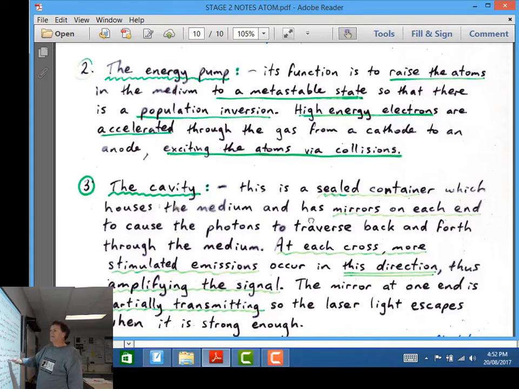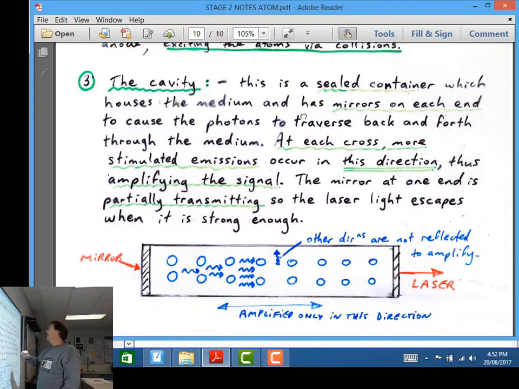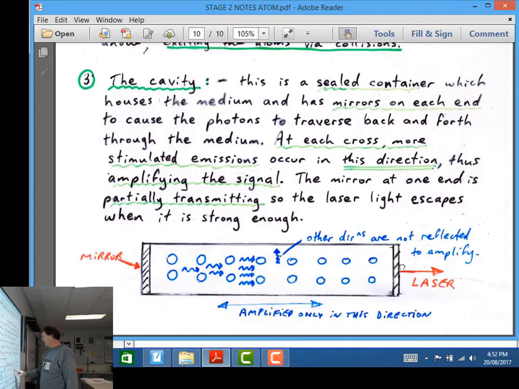The cavity is just kind of like the container, and that's a sealed container. It houses the medium, and it has two mirrors on each end there, okay? One is a full mirror, one is a partial mirror, 98% reflective, 2% will come out through that end then.